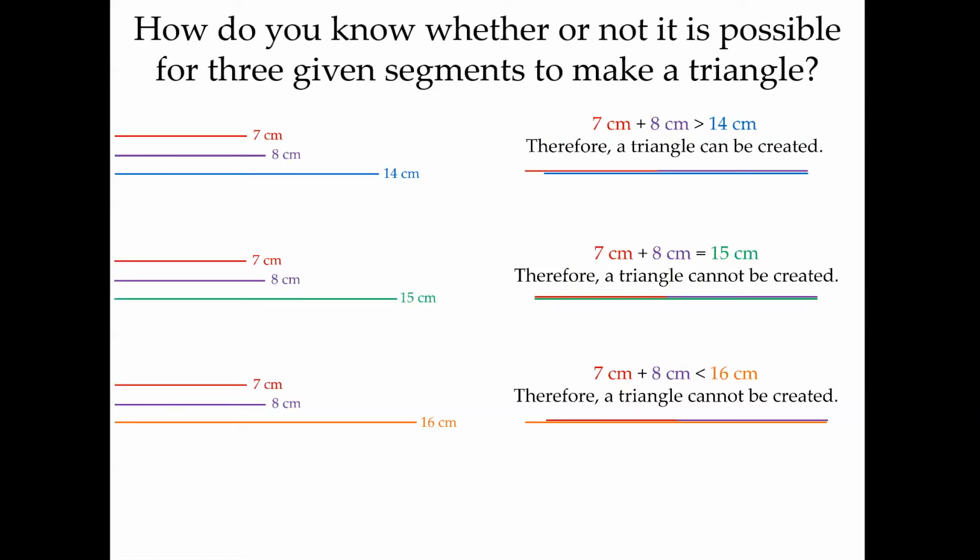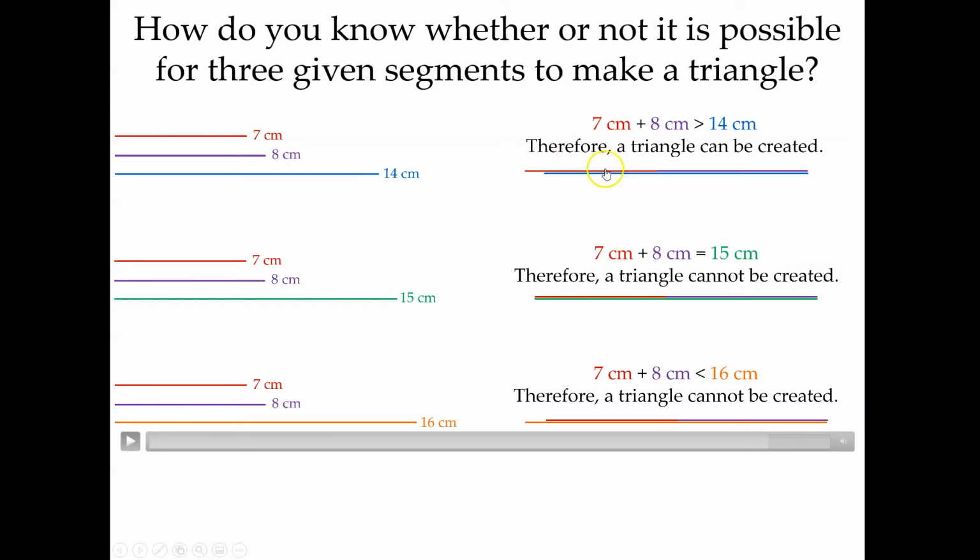So if we go back to this example, you can clearly see that 7 plus 8, well, that's 15. And we have the segments 7 and 8 for all three of these examples, so it's kind of easy to compare. For our first example, 15 is bigger than 14, and therefore a triangle can be created from those side lengths. In fact, when you lay them all flat, you can see that the red one and the purple one laid flat is longer than the longest side, which was 14.